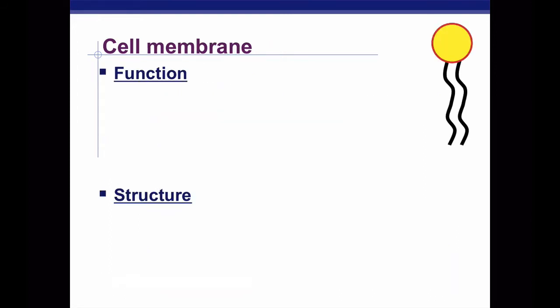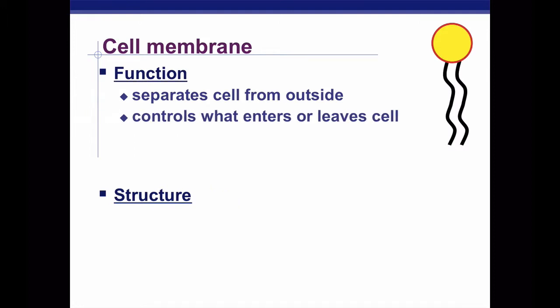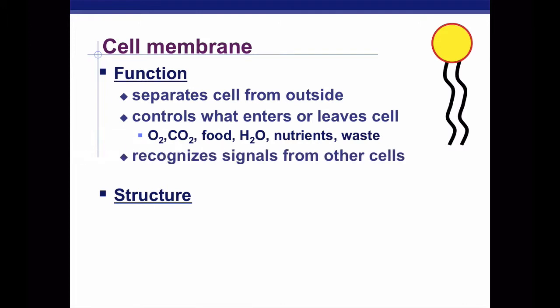So the cell membrane. All cells have a cell membrane. So all prokaryotic and all eukaryotic cells have a cell membrane. The function of the cell membrane is to separate the cell from the outside. It's the protector. It controls what enters or leaves the cell: O2, CO2, food, water, nutrients, waste.